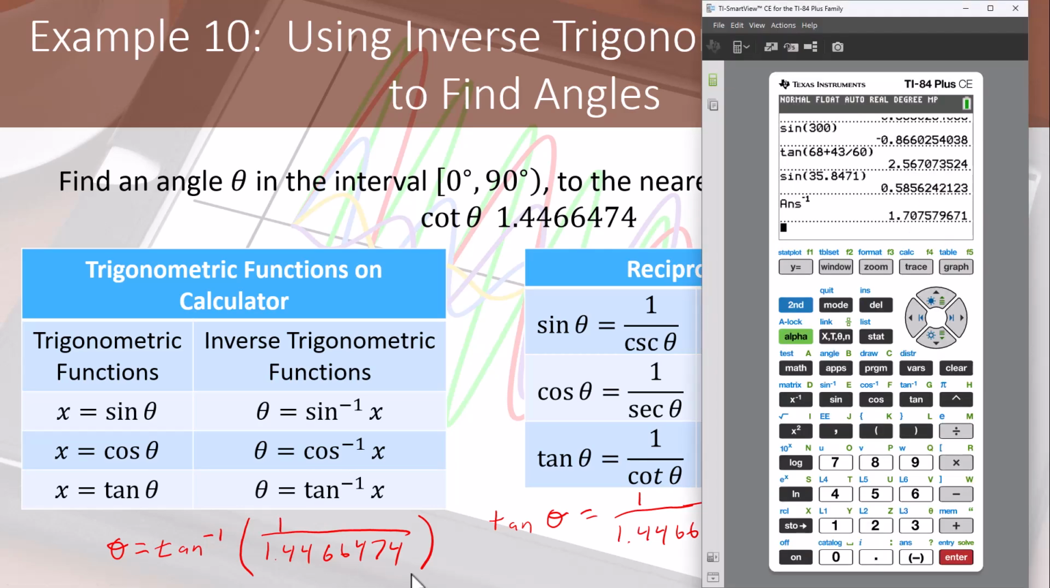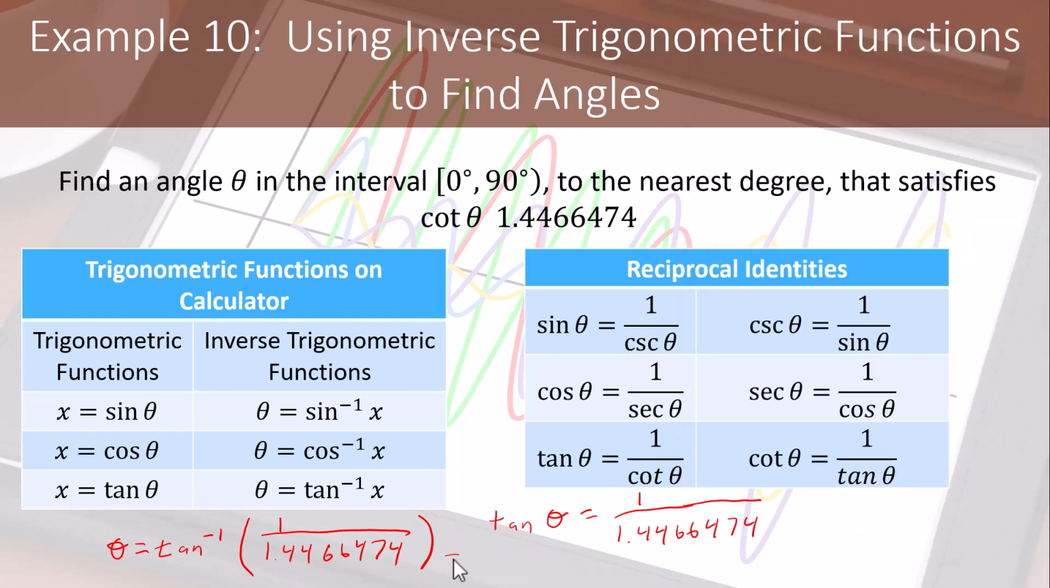So let's go ahead and do that. There's a variety of ways to do this. One of the ways is to do second inverse tangent. There we go. 1 divided by 1.4466474. Close your parenthesis, hit your answer, and that is your angle. Your angle is going to be equal to 34.6 degrees. Remember, we want this to the nearest degree, so I went to the decimal. This number is 5 or greater, so we need to round up. This is going to be 35 degrees.